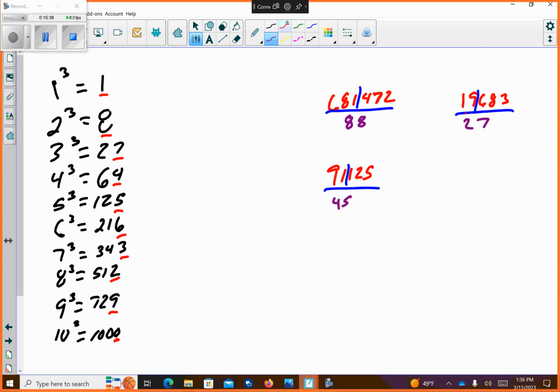Anyone else have one they want to try with? 22. Oh, I don't need to know 22. I need the big number. Don't choose 22 this time. 4,225. That one right there? Yep. All right, that's 5 and 15. Is it 5? Yeah. 15 times 15 times 15?